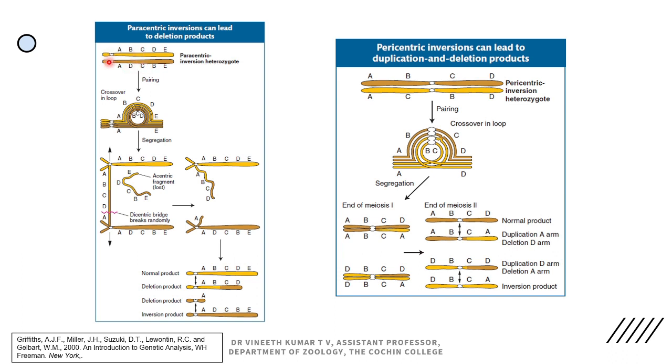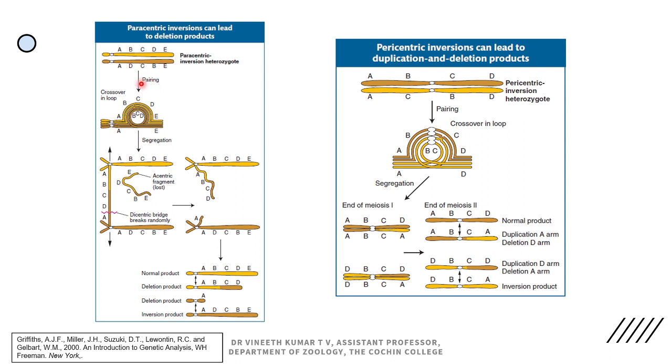Here this is not involving the centromere. This happens only in one arm. That is, this B to D is getting inverted. As a result, the sequence becomes A, D, C, B, and E. So this is the inverted portion.